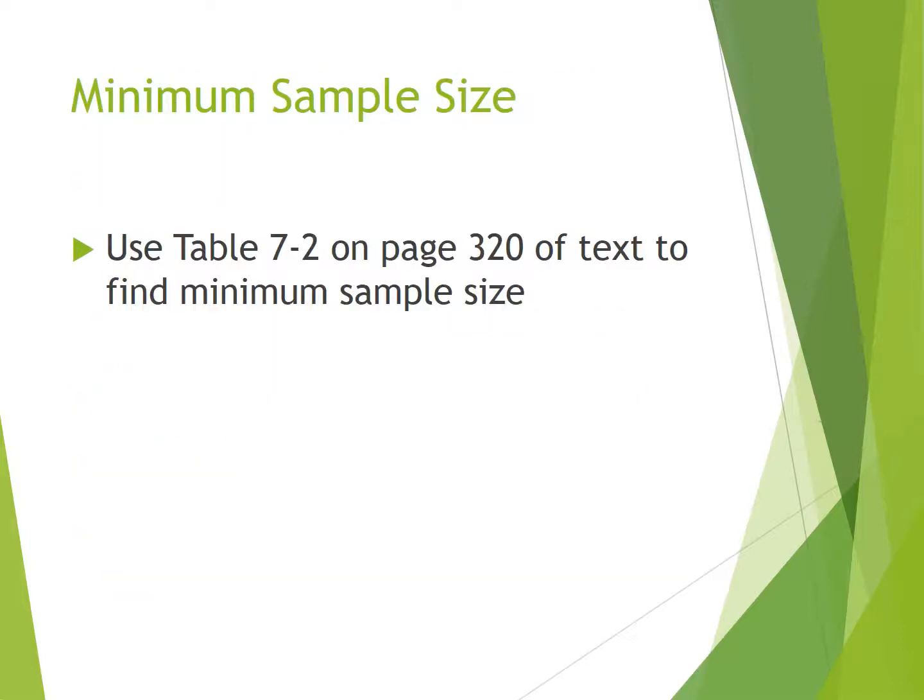We don't have to do those messy formulas that we did earlier in this chapter. For sample size, it's just Table 7.2 on page 320 of your text. You look for the values that you're asked for, and find the minimum sample size in that table.